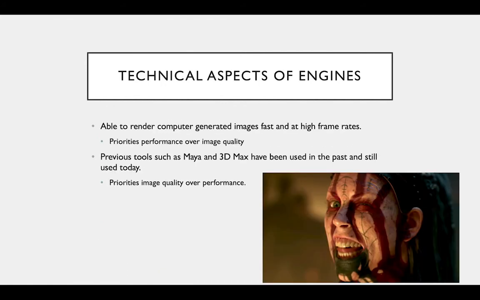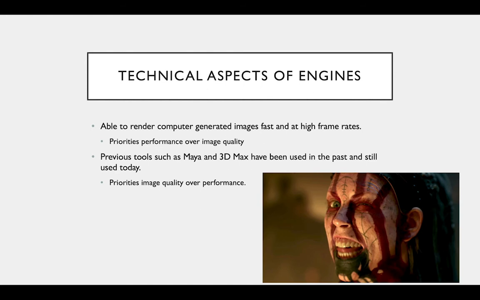So here's some more specifics about the technical side of the engines. The engines are able to generate fast images at high frame rates. It does this by prioritizing performance over quality. This is important because it is trying to support quality images at 60 frames per second. Enhancements in GPU performance allow the engines to render production quality imagery in real time.